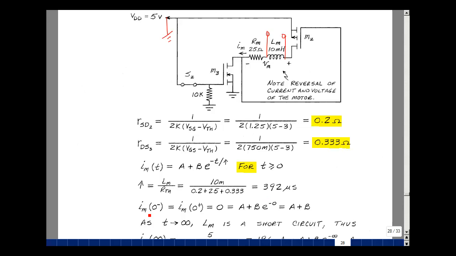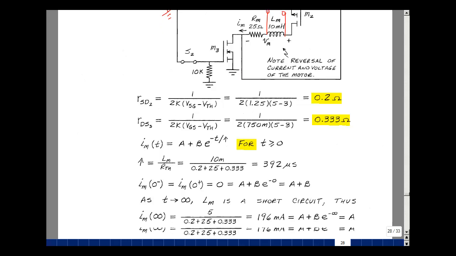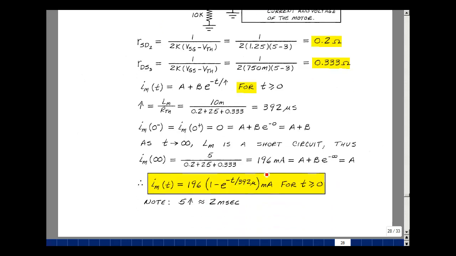The current that was flowing in our motor prior to this switching was 0, so it must still be 0, and so our equation evaluated at t equals 0 is going to be A plus B. If we wait long enough, the inductor will be a short circuit, and we can find the current in that short circuit by taking the voltage that we have and dividing it across the resistances of 0.2, here's 0, 25, and 0.333. And that's the same as it was before, 196 milliamps.